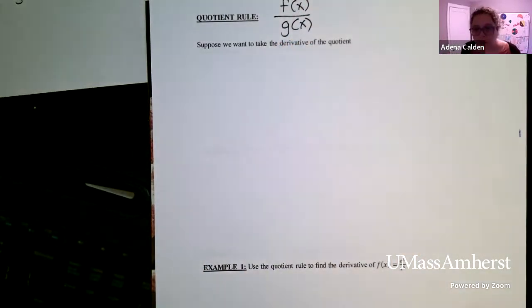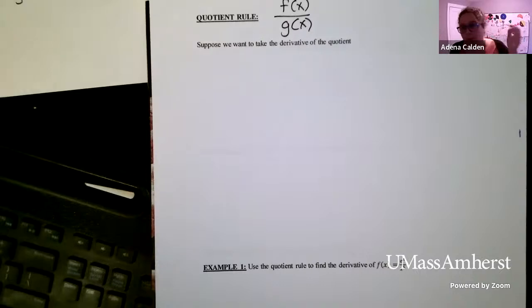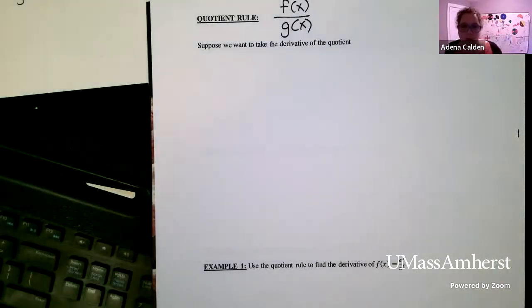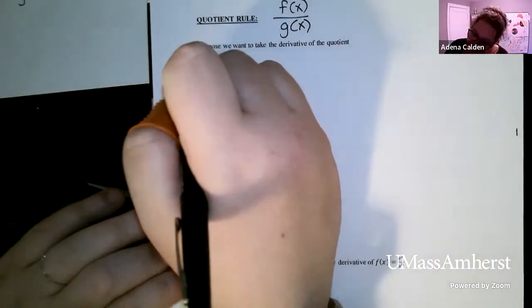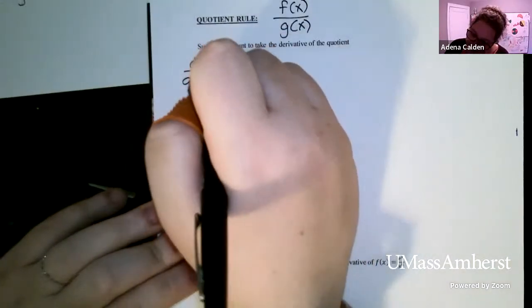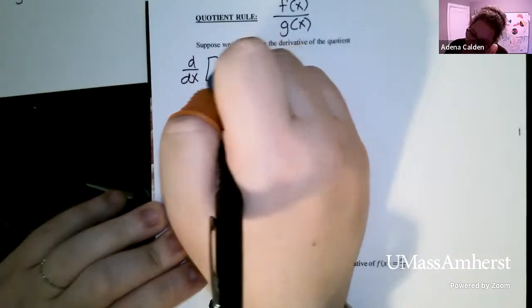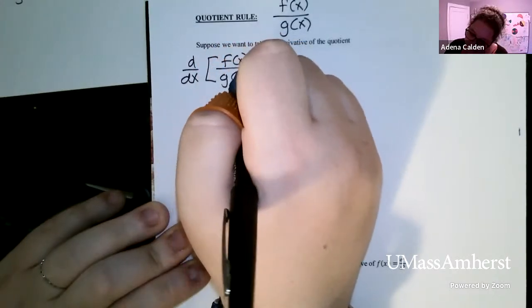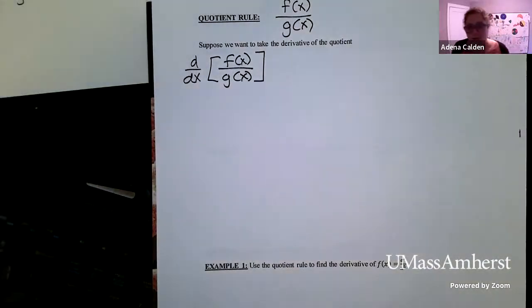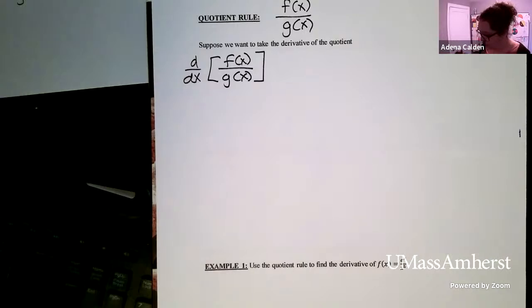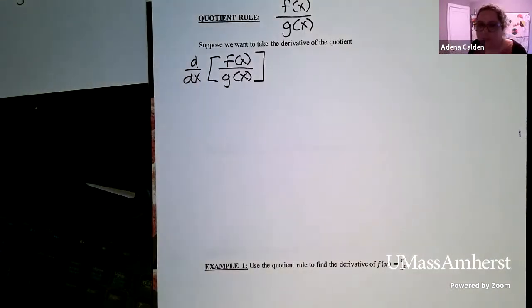So f of x over g of x, that's when you have a quotient. So one function over another one. So here, if we want to take the derivative of a quotient, there's a really nice geometrical proof of why this formula is true. We don't cover it in this class, but it is in the addendum of the textbook. So if you are interested in stuff like that, you can certainly look it up because it's kind of cool.